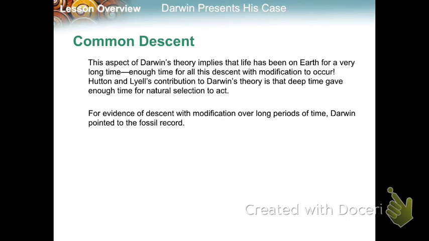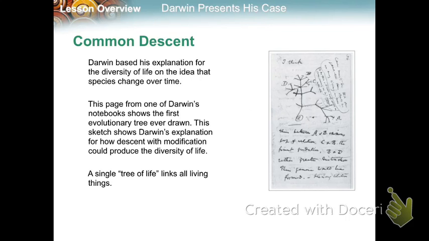For evidence of descent with modification, Darwin looked at fossils. We're going to look at some other examples as well, but Darwin looked at fossils. What we see with descent with modification and with Darwin's theory is that if you take a look at organisms and the fossil record, you can see some evidence of what he was trying to say.